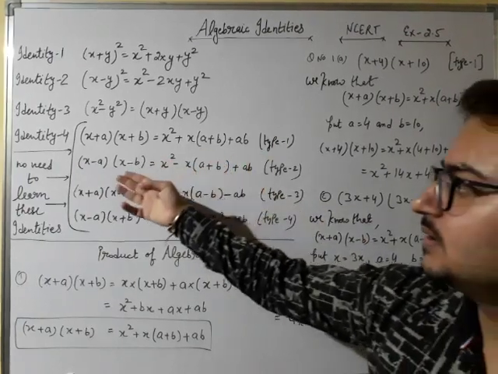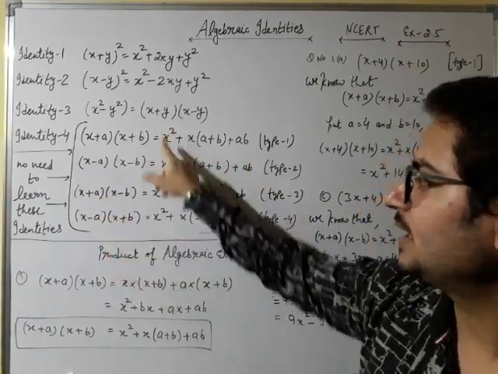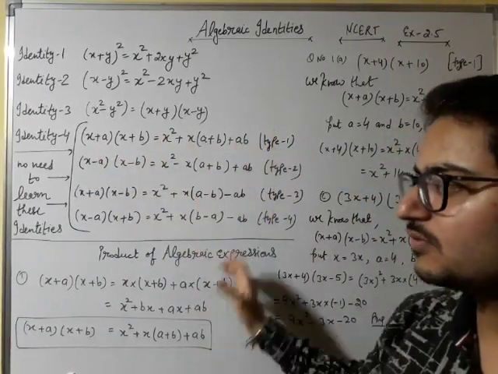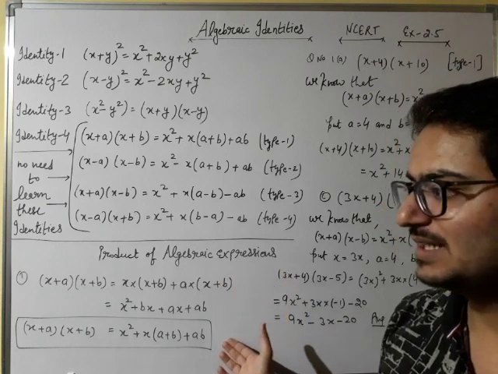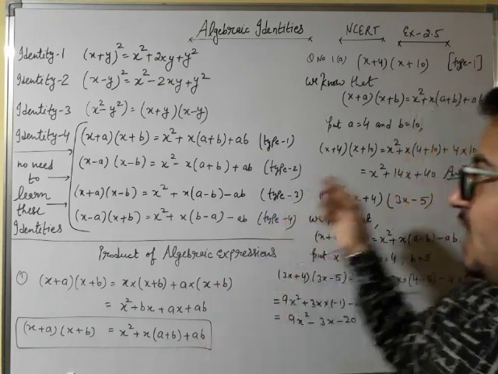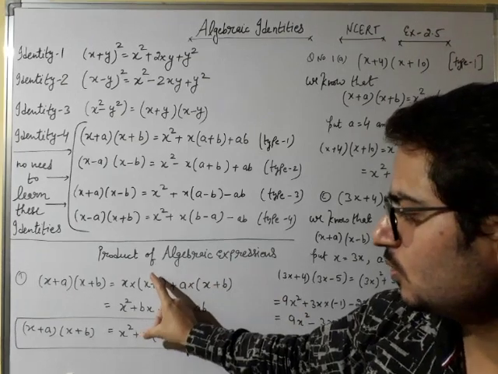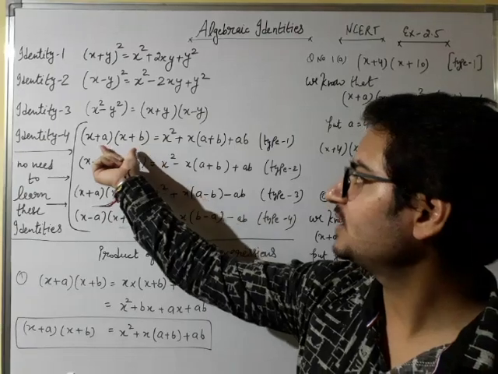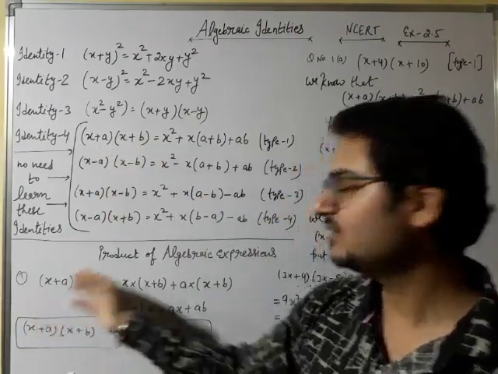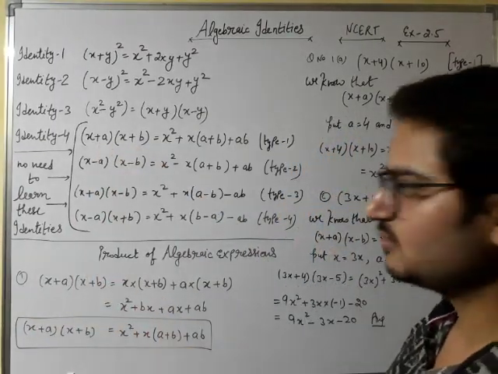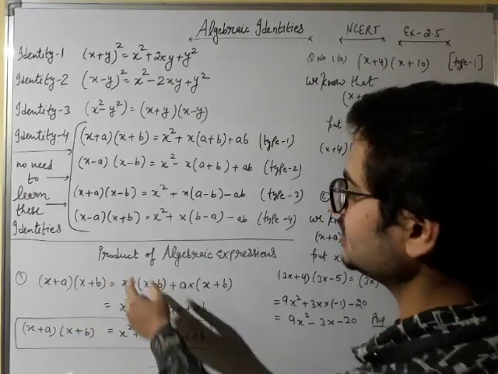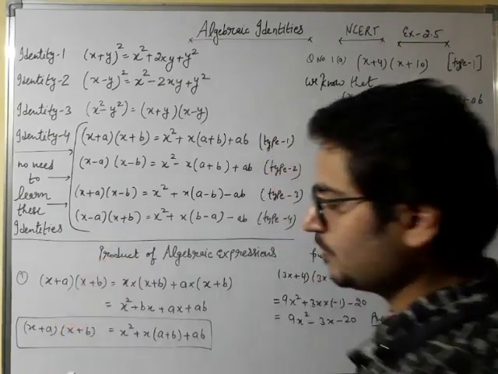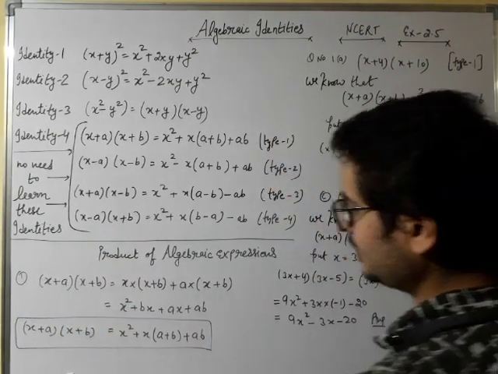I told you that you need not learn these identities, identity number 4 and its 4 types. Why? Because we can prove them easily, and if we are doing any question, we need to do only this work in rough. We will write the brackets (x + a)(x + b), and then we will multiply it in a general way, as we have done in class 8th, the product of algebraic expressions. We have two binomials to multiply with each other.